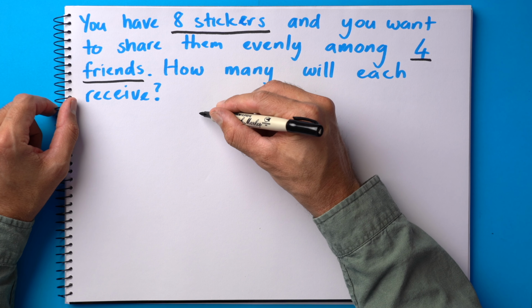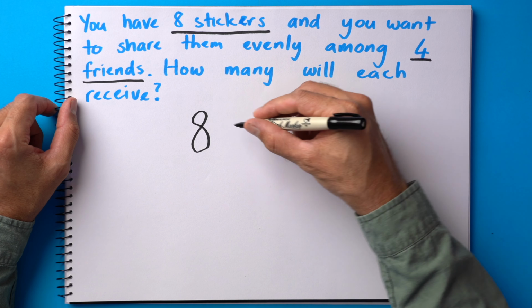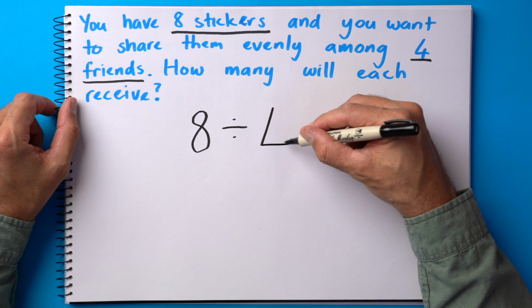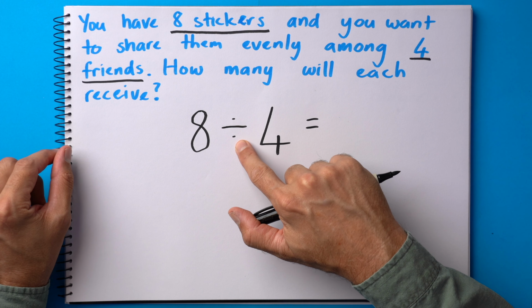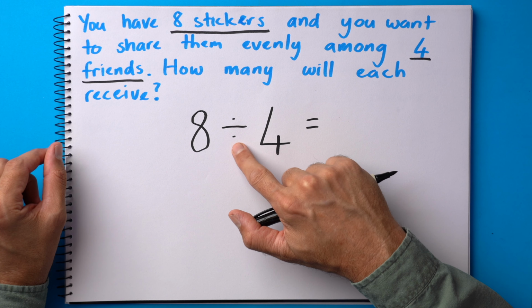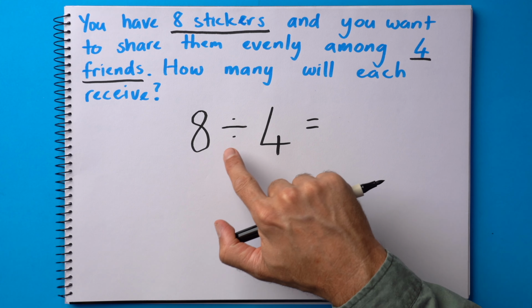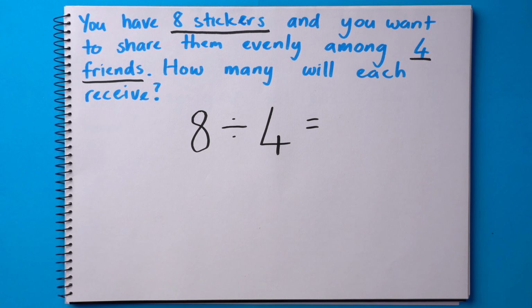The number sentence we could write to represent this would be 8 divided by 4 equals. In this example, I've used the standard division sign, which looks like this. And whenever we see this sign, let's get in the habit of thinking shared between. In this example, we have 8 shared between 4 equals, and we don't know the answer yet.